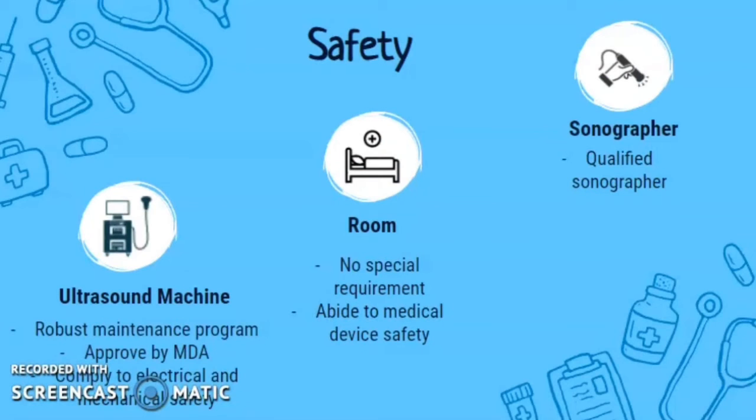Lastly, for safety measures of using the ultrasound machine, there are three main safety aspects, which are the ultrasound machine, the operating or storeroom, and the sonographer. For the ultrasound machine safety aspects, the device needs to be maintained properly to prevent breakdown. Next, the machine needs to have MDA approval. It should also follow related electrical and mechanical standards for medical devices such as IEC 60601. Next, the room which is used to store or operate the machine does not need any specific safety requirements as the ultrasound machine does not operate by using radiation or ionizing sources. Finally, the users of the ultrasound machine, which are the sonographers, need to be qualified and certified to operate the machine. That's all for the ultrasound machine.